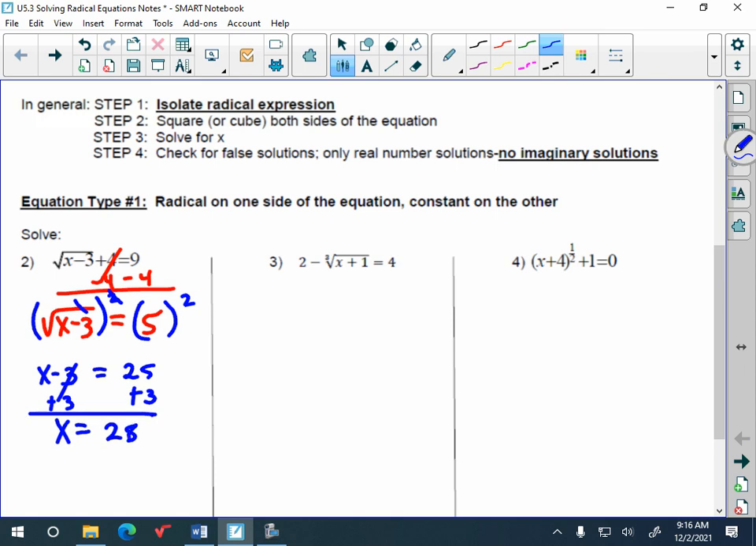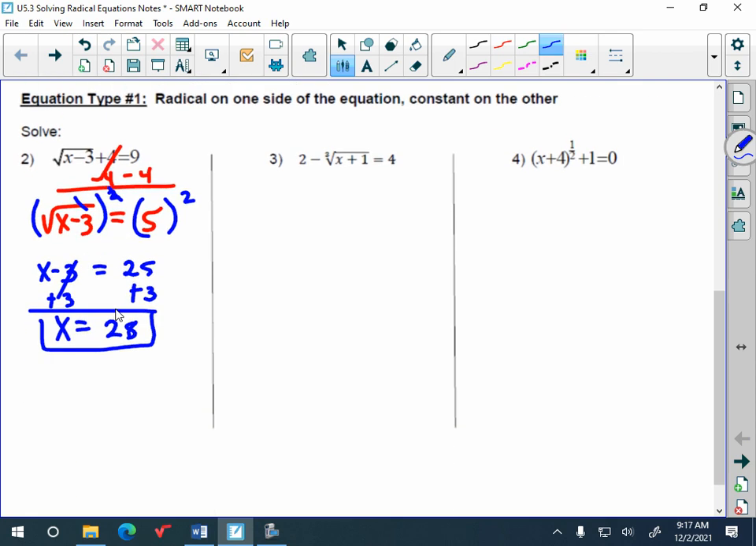All right, so 28. So now this is where we go and check to see if our answer actually works. Okay, this is where it says, step 4, check for false solutions. So we're going to take this 28 and substitute it in for x and see, does the left side equal 9? 28 minus 3 plus 4. Does that equal 9? If it does, then 28 is the solution and we can keep it. If it doesn't, then we cross the 28 out, and we write no solution.